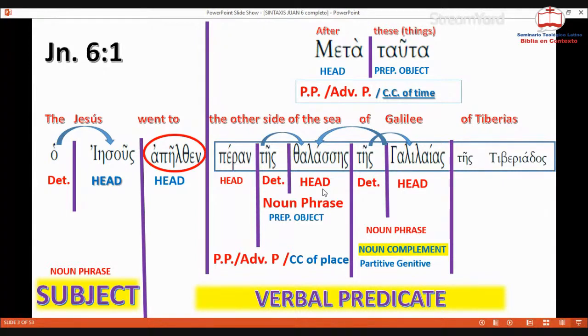It means that it complements the previous, that is called anaphoric, the previous head of the previous noun. In that case, fallacies. Because fallacies and tis Galileas are related, and tis Galileas is a complement of fallacies.